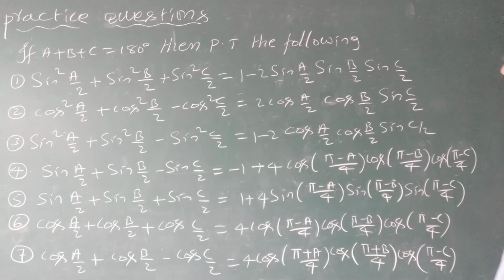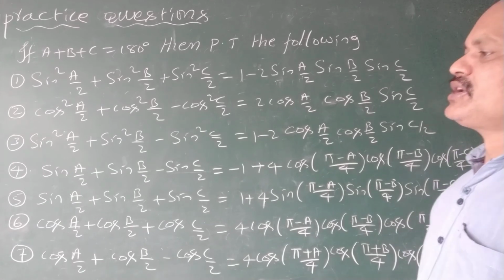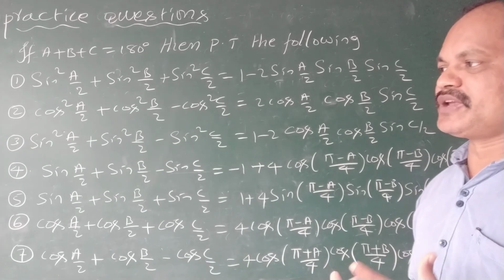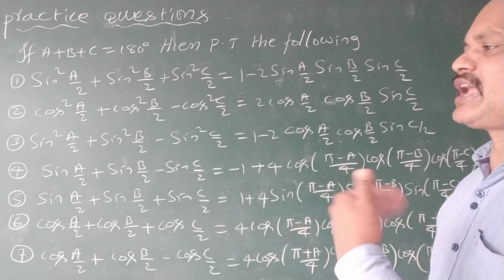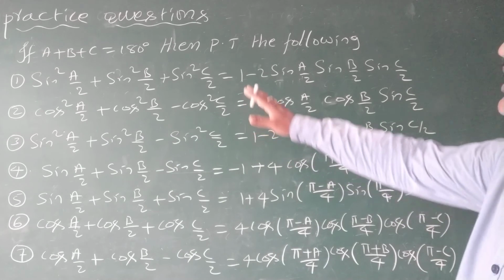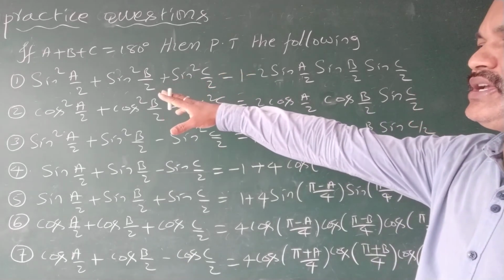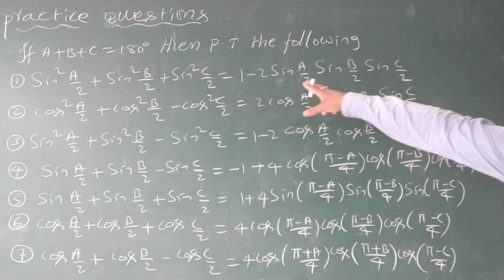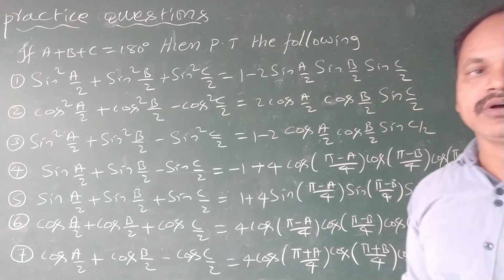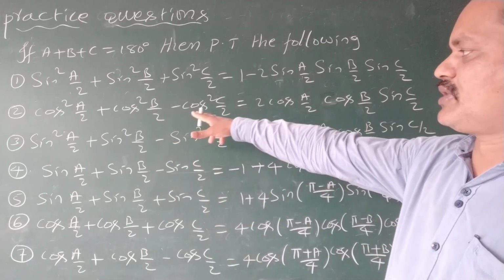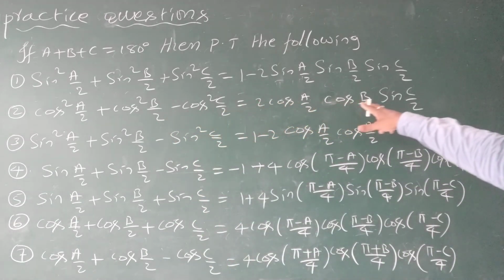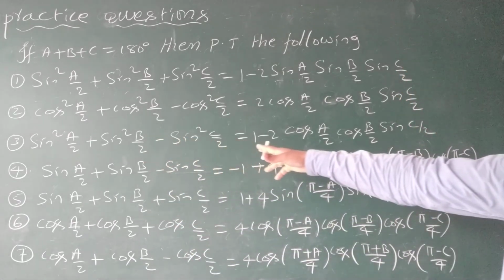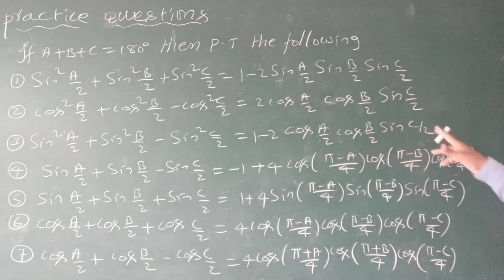Now practice these questions. If A plus B plus C is equal to 180 degrees, then prove the following. That means if A plus B plus C is 180 degrees, or in triangle ABC, that is the given condition. From the given condition, the first question: sin square A/2 plus sin square B/2 plus sin square C/2 is 1 minus 2 sin A/2 sin B/2 sin C/2, and cos square A/2 plus cos square B/2 minus cos square C/2 is 2 cos A/2 cos B/2 sin C/2, and sin square A/2 plus sin square B/2 minus sin square C/2 is 1 minus 2 cos A/2 cos B/2 sin C/2, like that.